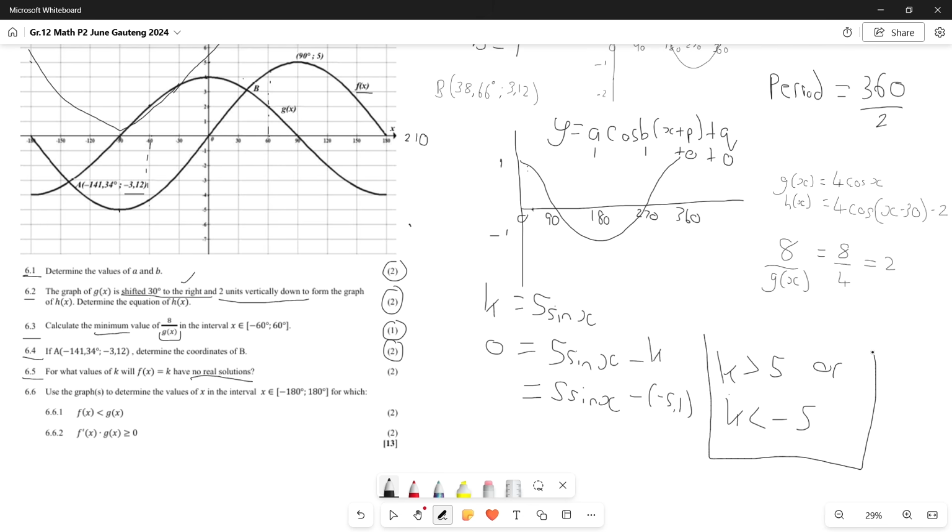And with these two answers over here, this would earn us 2 marks for this question, calculating the values of k that will have no real solutions when f of x equals k. Cool. Let me know if there are any questions on this one in the comments below, and then I can explain it further if need be.